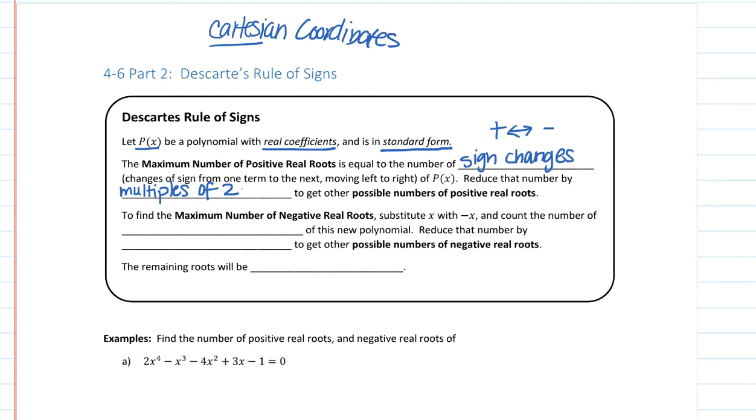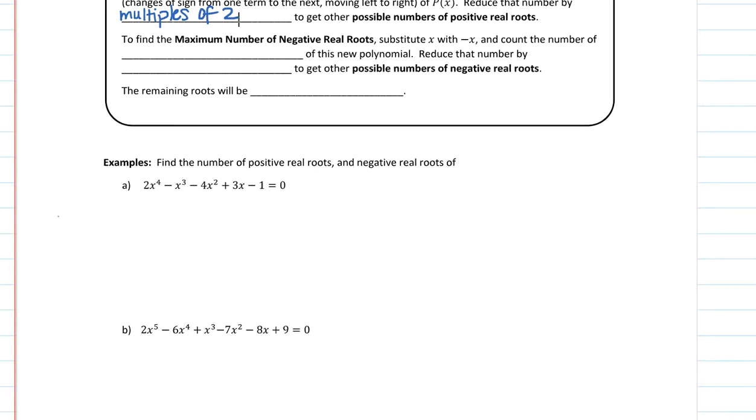Okay, so let me skip the rest of this to show you an example of what we're talking about. Here we have a polynomial. It's equal to 0, or it could just be equal to y. If it's a function, it works the same either way. And everything's in standard form.